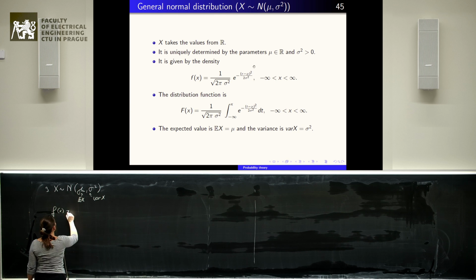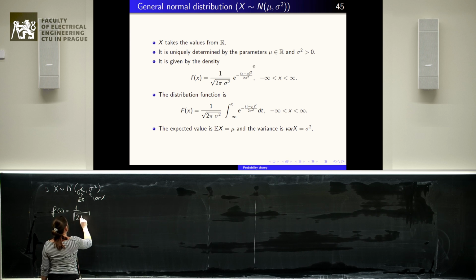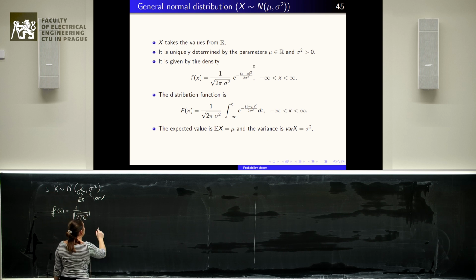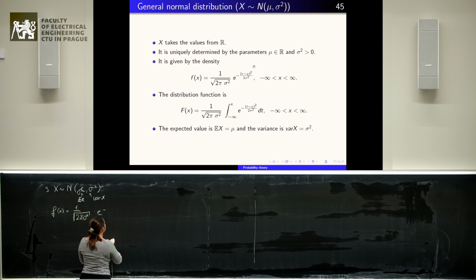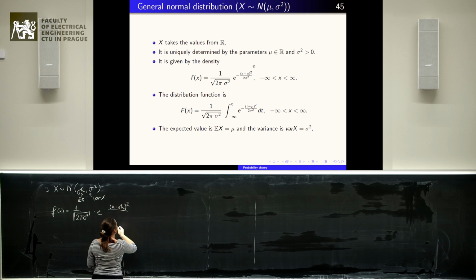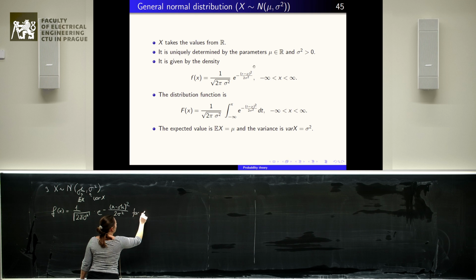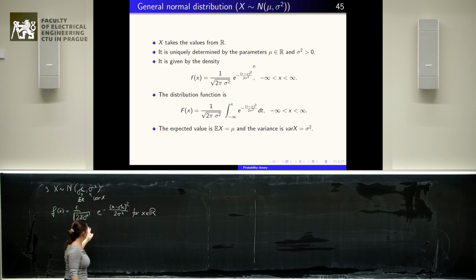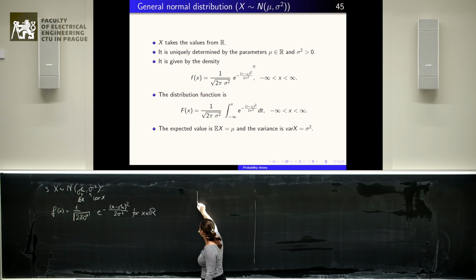you cannot see it, so I will write it for you again. The density is quite crazy. It is 1 over the square root of 2 pi sigma square times e to the power of minus x minus mu squared over 2 sigma square, for all x from the real numbers. And although the description of the density is quite crazy, the behavior is very nice.